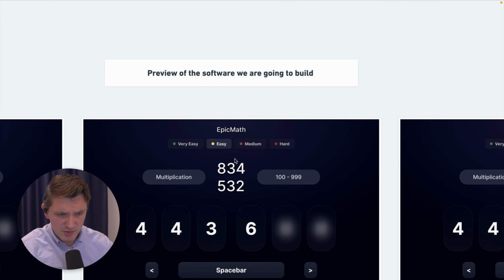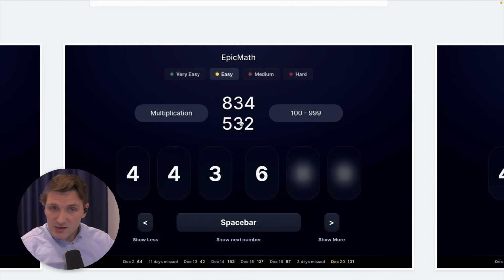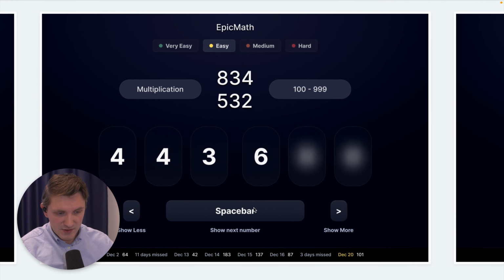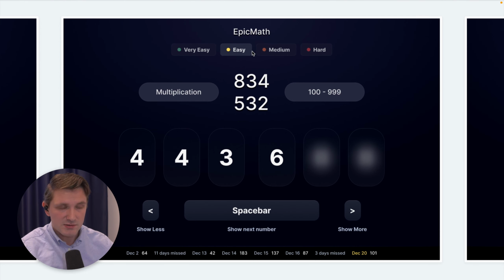So what we're going to be building is this epic math software. And there are a couple of things with the software. Firstly, spacebar shows you the next number. So as you're sitting in front of it, you'll be clicking spacebar, and a new number will show up, and another new number shows up, and you will be thinking, what is it? And then you will guess what it is. There will be different levels: very easy, easy, medium, hard difficulties, where we will create an algorithm that can sort the different numbers into those different buckets. So that will be fun.